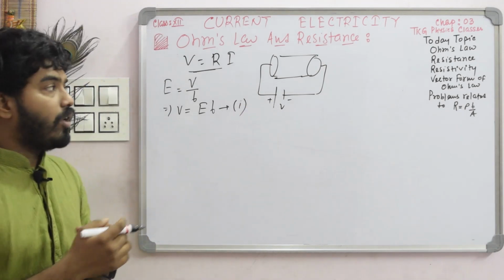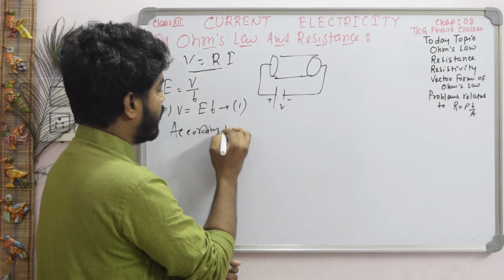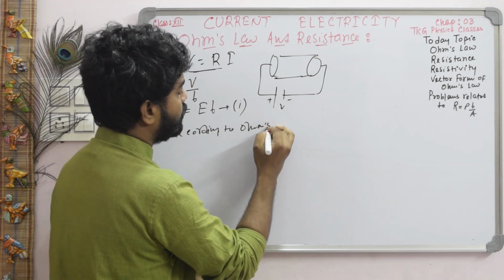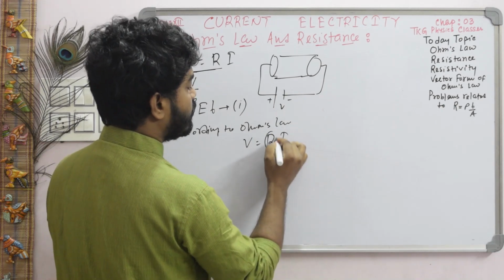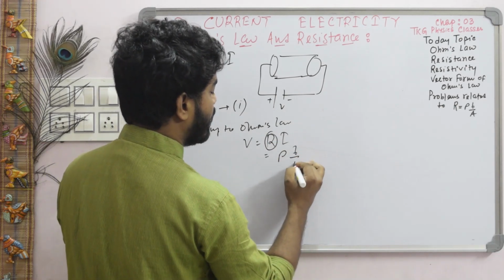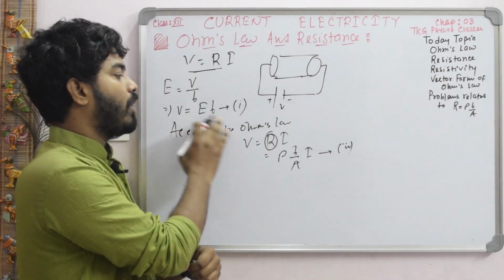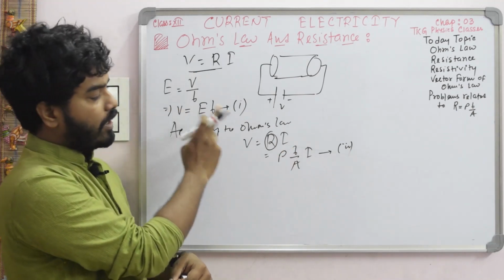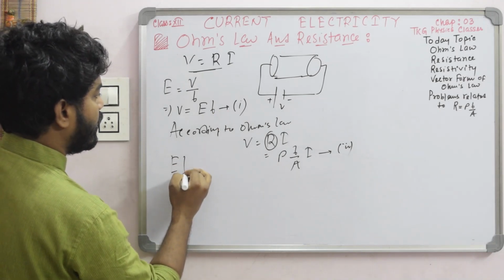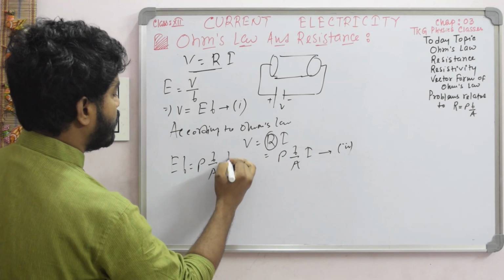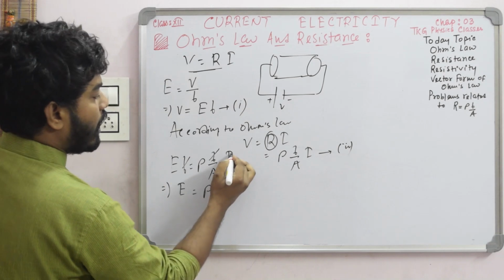And according to Ohm's law, you know this one, we can say V = Ri. Now in the place of R, you can write rho L by A into I. Suppose this is equation 2. Now you compare equation 1 and equation 2. Equation 1 represents V, equation 2 represents V. So comparing equation 1 and 2, we can say E L is equal to rho L by A into I. So L and L cancel out, that is E = rho I by A.